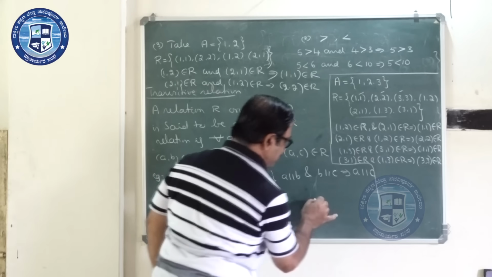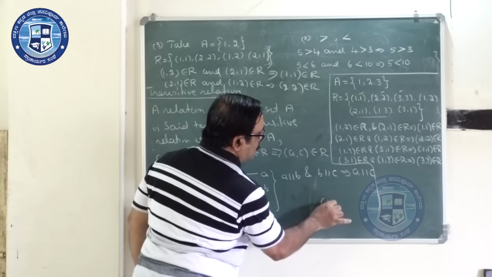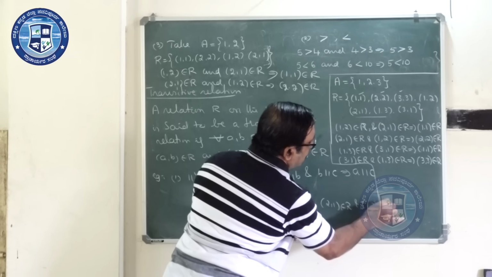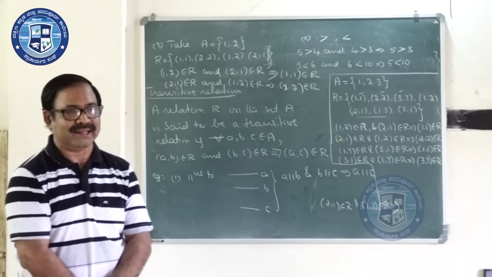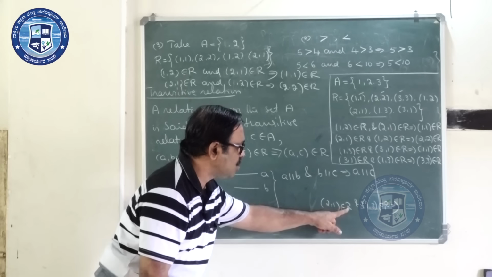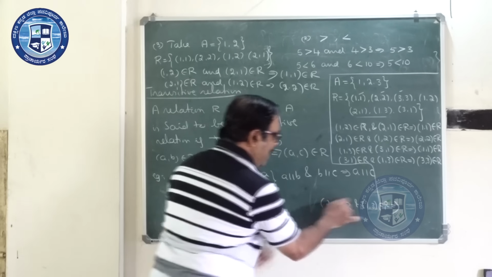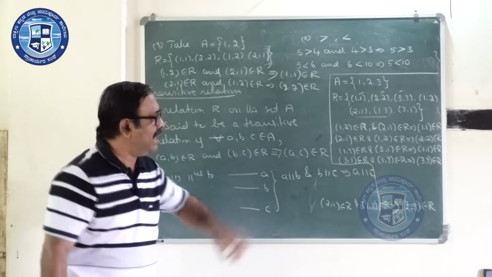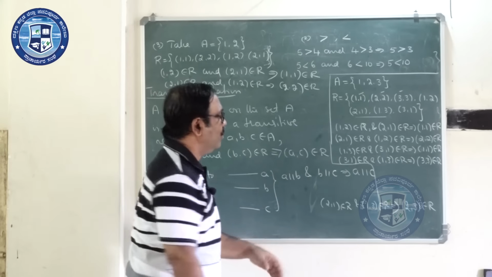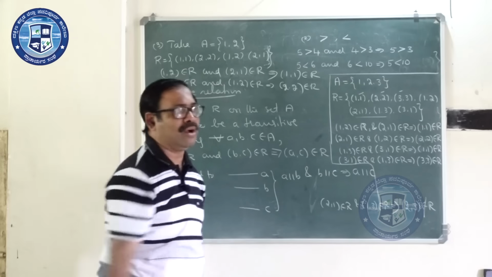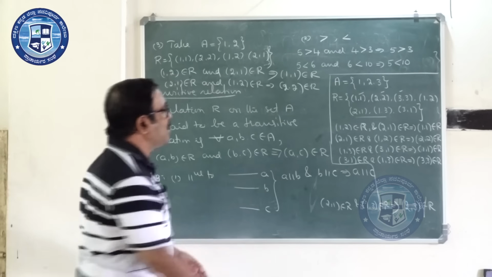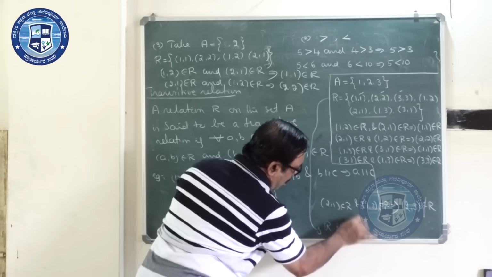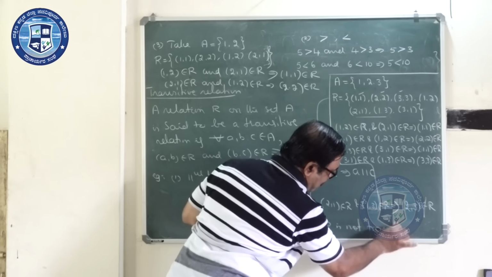Suppose you take this: (2, 1) belongs to R and (1, 3) belongs to R. Now what do you get? (a, b) belongs to R, (b, c) belongs to R. Now what do you get? (2, 3) belongs to R. Does it belong to R? No. Therefore, it does not belong to R. So, what is the conclusion? Hence, this R is not transitive.